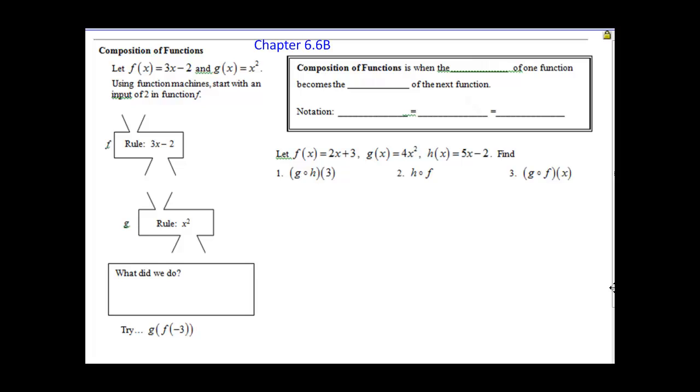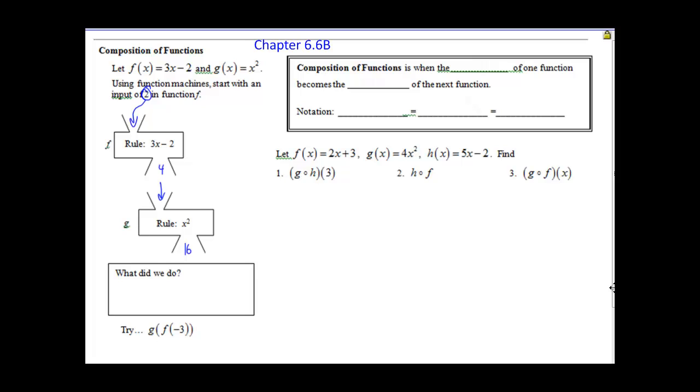Far left, if we have f of x equals 3x minus 2 and g of x equals x squared, we have two functions. We're going to use a function machine and start with an input of 2. Meaning, we're going to take this 2 and throw it in this machine and see what we get. When you put it in for the x, we're going to get 3 times 2, which is 6. 6 minus 2 is 4. Then we drop that 4 down into the next one, which is x squared. If we square 4, you get 16.